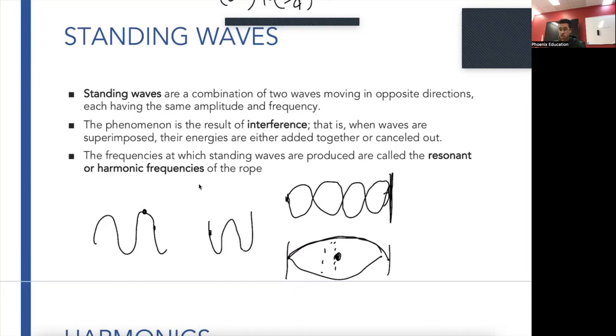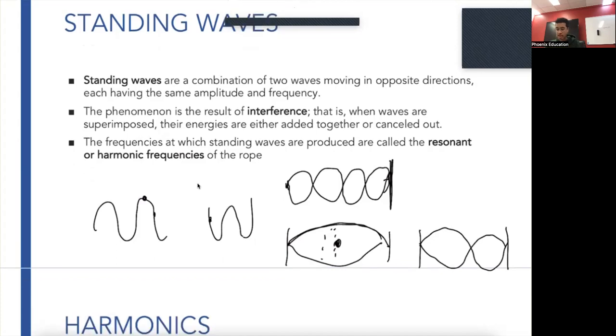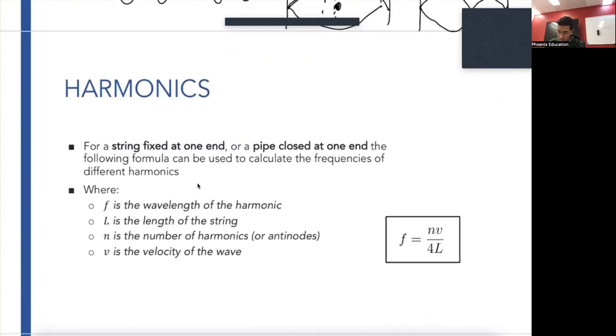If you continue shaking it and increase the frequency, at some point the wave is going to look something like this, right? It's going to form two antinodes like that, okay? And it can keep on going, but you will need more and more energy to make those standing waves, okay? Harmonics.